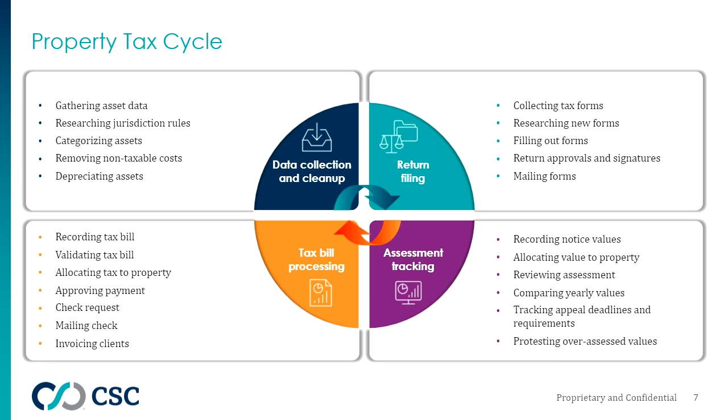Now, the third step in the process is assessment tracking. This is when the assessor has received your return and depreciated your assets. The assessor will then report back to you the total taxable value for your property. Now, assessment tracking is where most companies miss the boat on ensuring that they're paying the lowest tax on their property. The fourth and final step in the compliance process is when the collector sends you a tax bill.